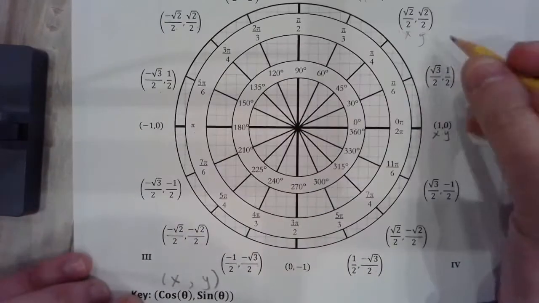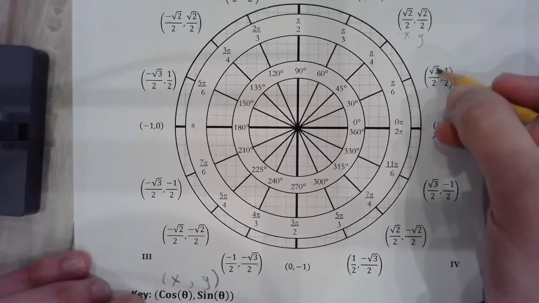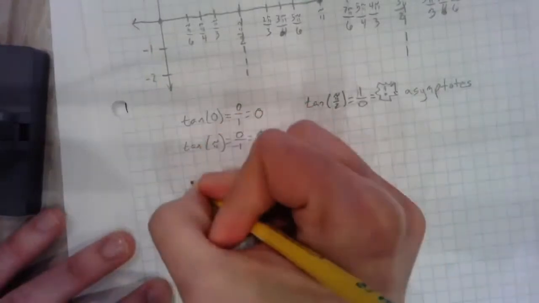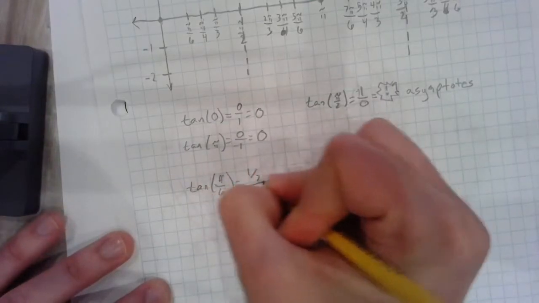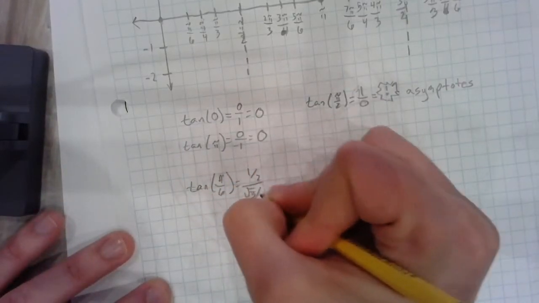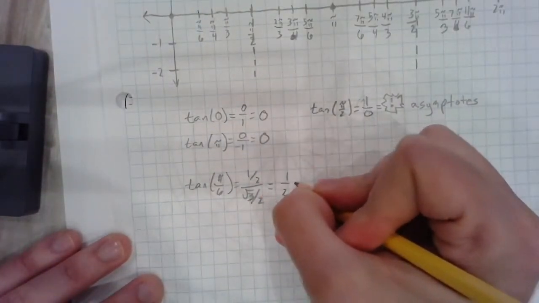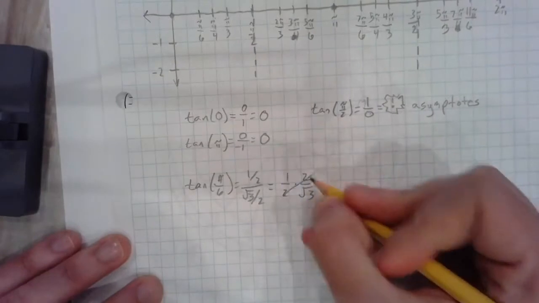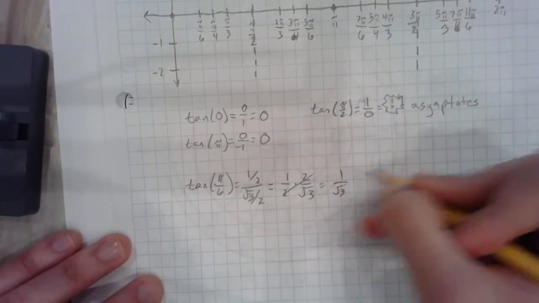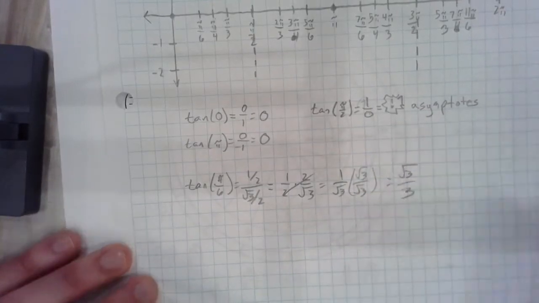Let's see. Starting at pi over 6, we've got 1 over 2 and then rad 3 over 2. Well, let's actually write that out. So tan of pi over 6 is 1/2 over rad 3 over 2. Well, that's going to become 1/2 times 2 over rad 3 because of multiplying by the reciprocal, which is 1 over rad 3. Let's get rid of that radical in the denominator. So it becomes rad 3 over 3.